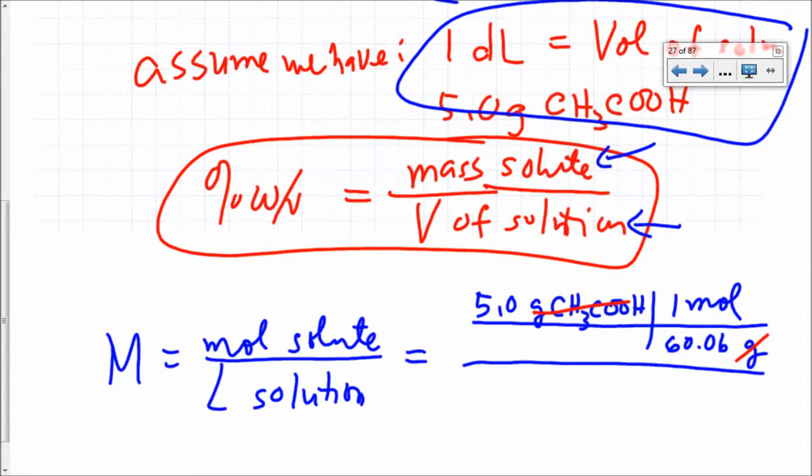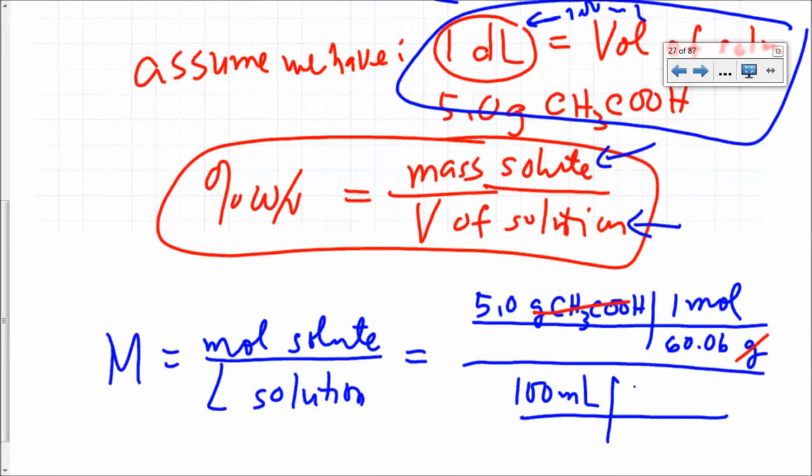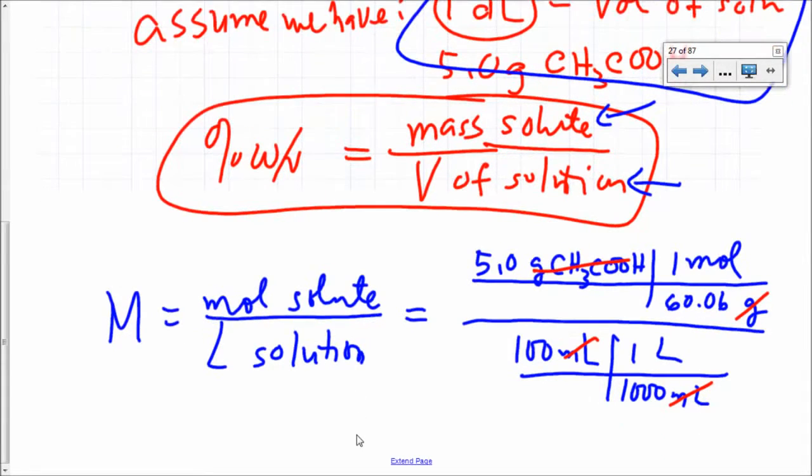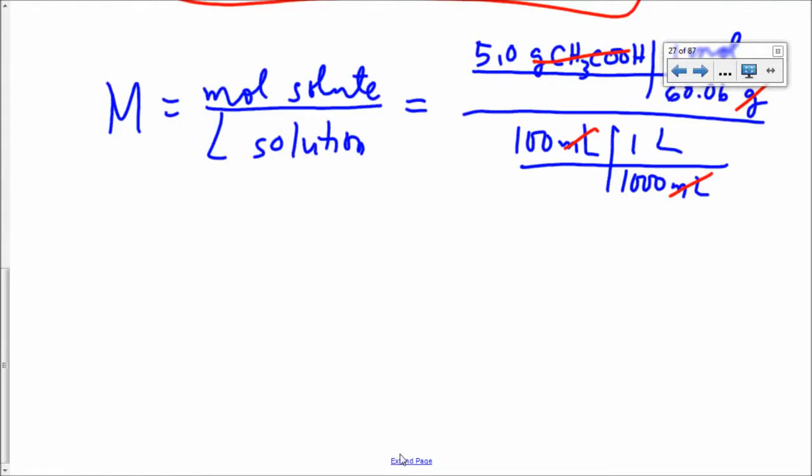And what's the volume of my solution? 1 deciliter, which is the same thing as 100 mils. But what should I do with my 100 mils? I have to change that to liters. So 1 liter is how many mils? 1,000 mils. So that gives you your molarity. What's your molarity then?